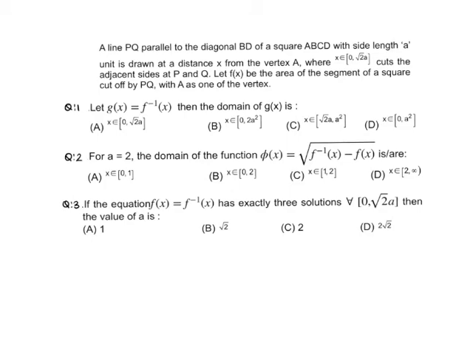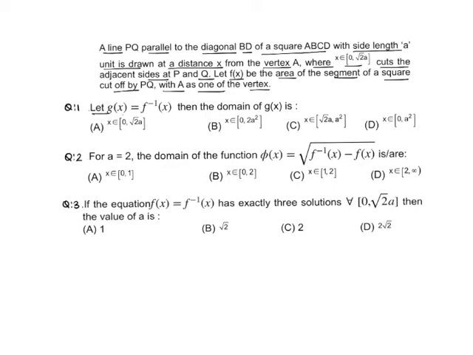Next comprehension problem: a line PQ parallel to the diagonal BD of a square ABCD with side length a is drawn at a distance x from the vertex A, where x belongs to the closed interval 0 to root 2 a, and cuts the adjacent sides at P and Q. Let f(x) be the area of the segment of the square cut off by PQ with A as one of the vertices. After this, there are three problems.